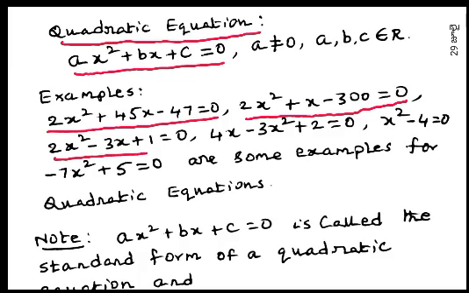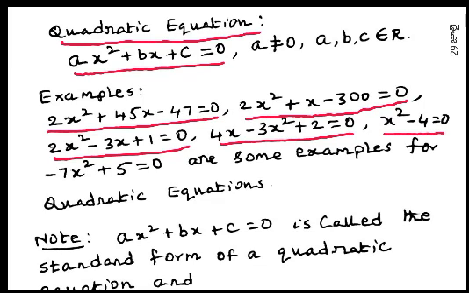2x square minus 3x plus 1 equal to 0 is a quadratic equation because it is in the form of ax square plus bx plus c equal to 0. 4x minus 3x square plus 2 equal to 0 is in the form of ax square plus bx plus c equal to 0. Hence it is a quadratic equation.